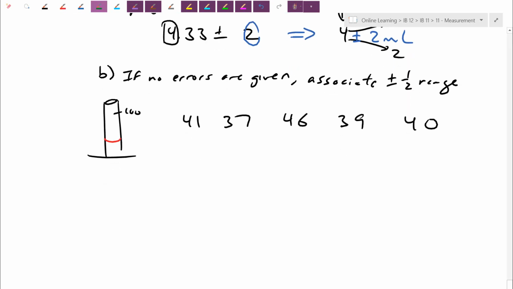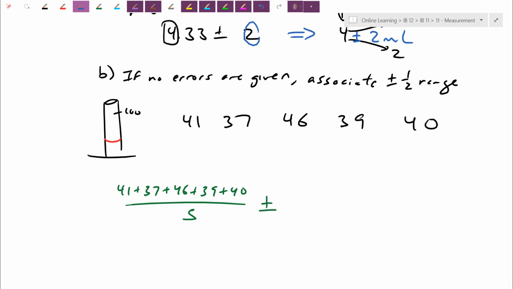So no problem with adding the other ones. 41, 37, 46. I'm adding 3 numbers. I'm going to be scaling it down by a pure 5. The question is, how much should I associate for the plus or minus? Again, this is just an approximation. There's no one right way of doing error. Just make sure you're consistent with your trials here.